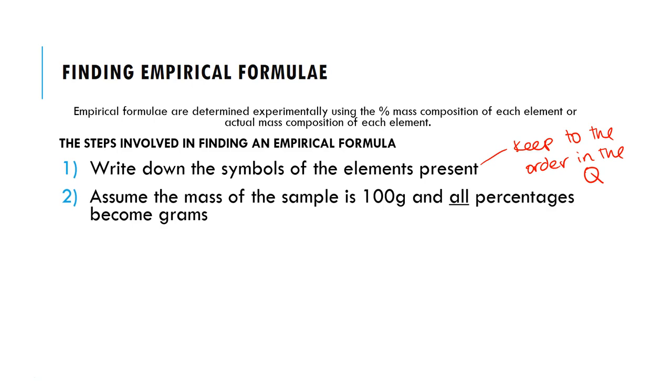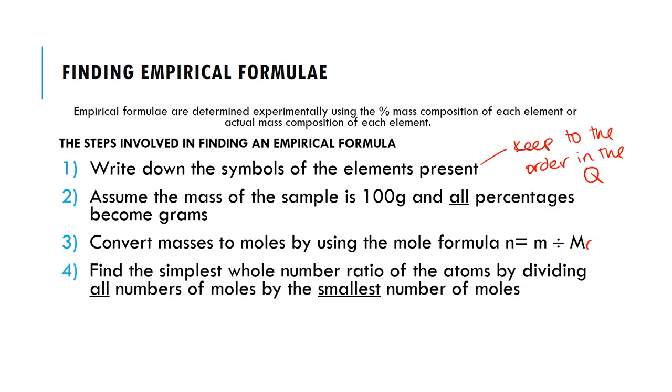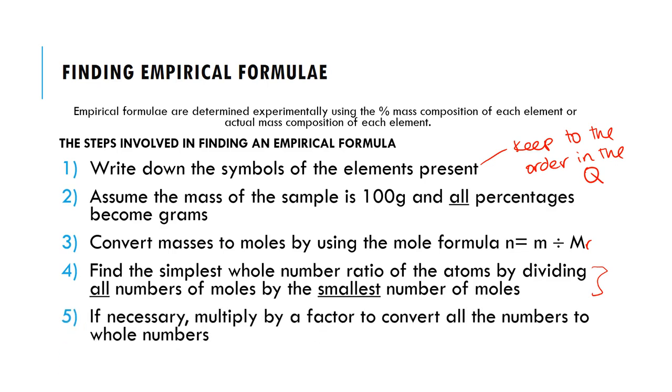Once we've got it in grams, we can do other things with it, like find mole, which is exactly what the next step is. Number 3, convert masses to moles by using n is equal to mass divided by molar mass, MR for us. Number 4, find the simplest whole number ratio of the atoms by dividing all the numbers of moles by the smallest number of moles. This sounds really confusing, but when I show you how to set it out in a table, it should become pretty obvious. Then, if necessary, multiply by a factor to convert all the numbers to whole numbers. Now, make a note of these. We tend to round a bit with this because the numbers don't always work out.